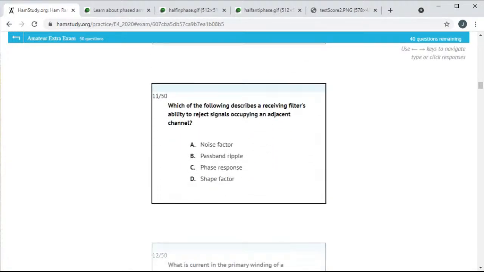Which of the following describes a receiving filter's ability to reject signals occupying an adjacent channel? A, a noise filter. B, a passband ripple. C, a phase response. D, shape factor.